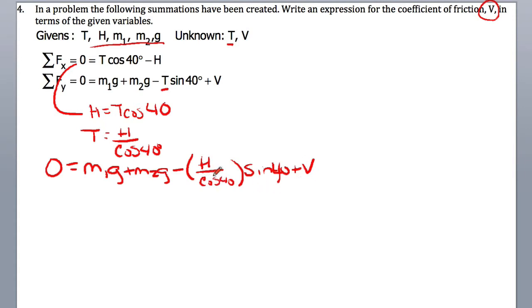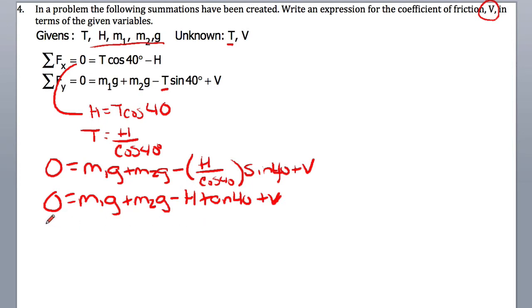I'm going to do a little bit of math here. I know that sine over cosine, when they're at the same angle, is just the definition of the tangent function. So really this boils down to 0 is equal to m1g plus m2g minus h tangent of 40 degrees plus v. That just makes moving things around a little bit easier. Alright, I've got to solve this for v, so that's pretty easy. I'll just set v off on one side, everything else on the other.